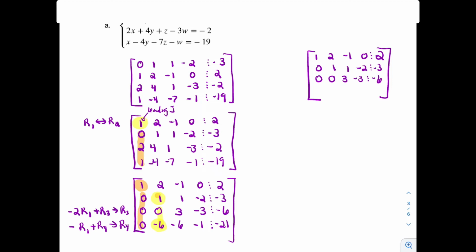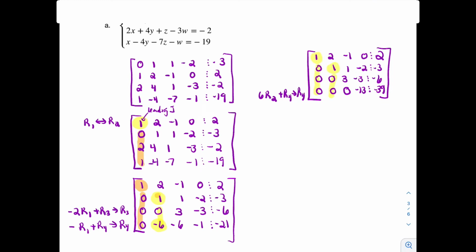And then for row 4, I need to do an elementary row operation so that I can make that negative 6 a 0. The way I can do that is I can multiply my leading 1, which is in row 2, by 6 and add that to my row 4. So 6 times row 2 plus row 4 yields my new row 4. Doing that, I get 0, 0, 0, negative 13, and negative 39. So first column is done, second column's done.